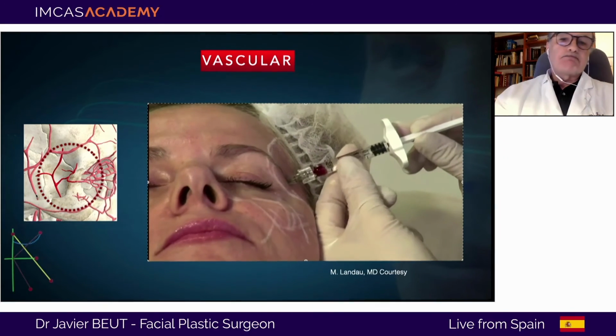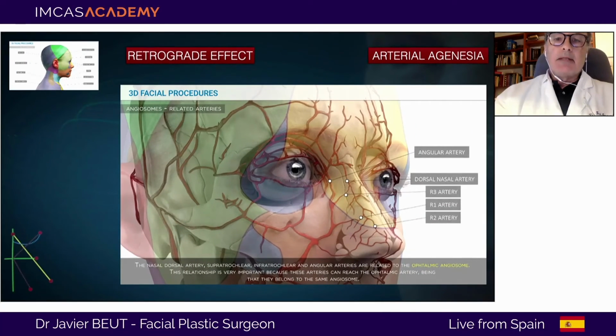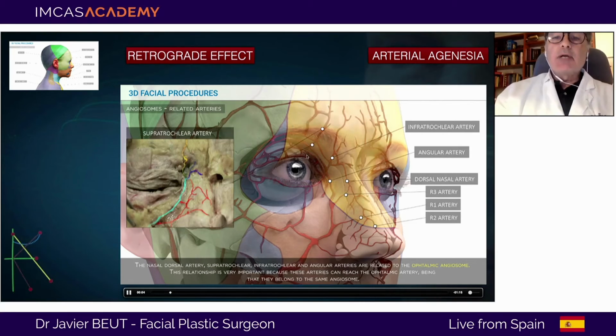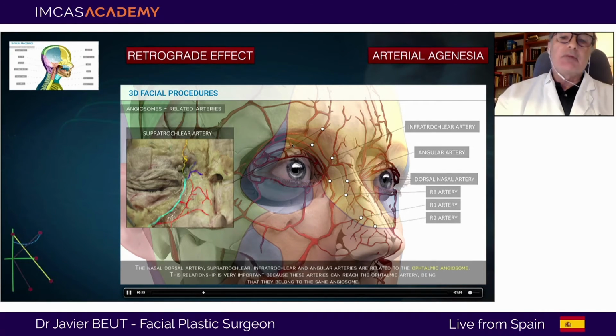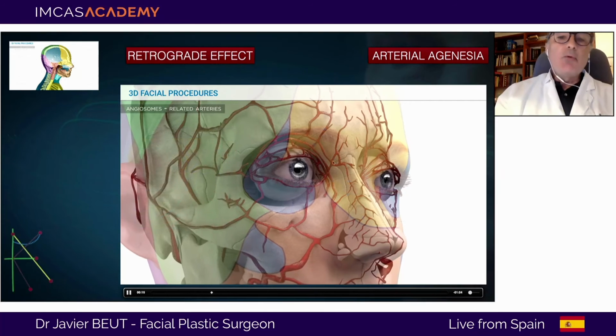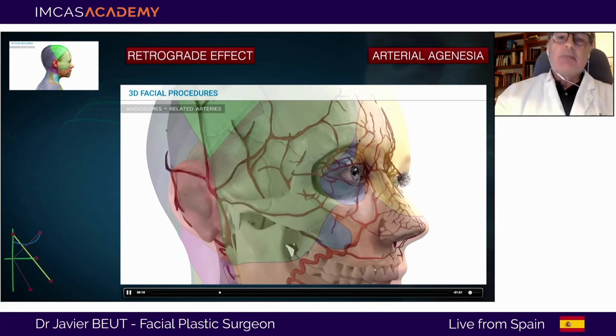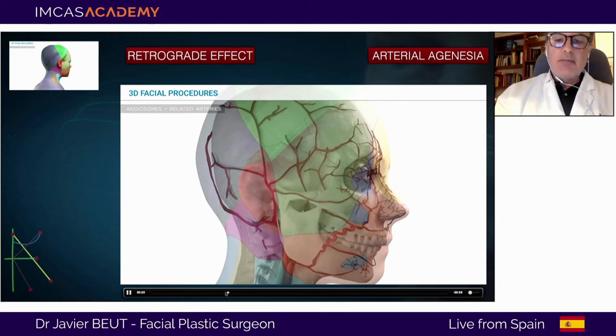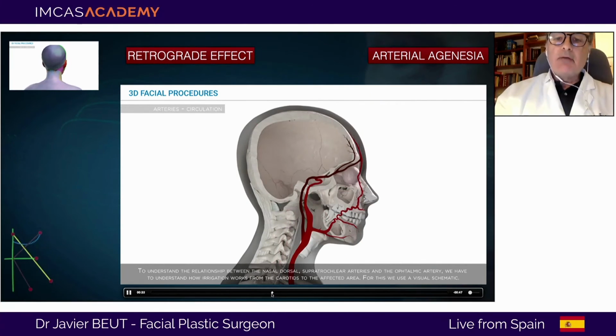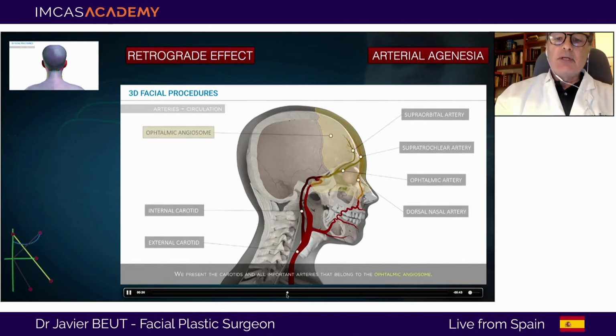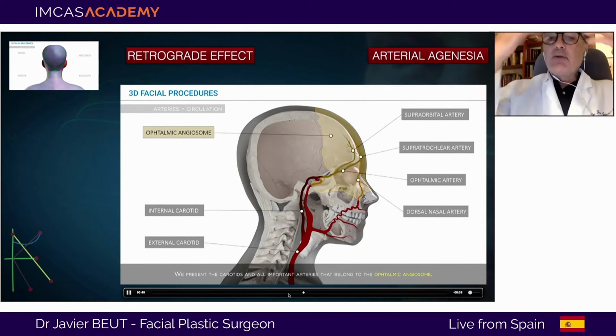Then, why all this? Because this belongs to what I call the ophthalmic angiosome. All this belongs to the ophthalmic angiosome, and the ophthalmic angiosome is linked with the ophthalmic artery. So whatever you do in this region, be careful, because we have an important issue: when the patient does the diastole, even if you think you are injecting into an artery, you can have a retrograde effect.